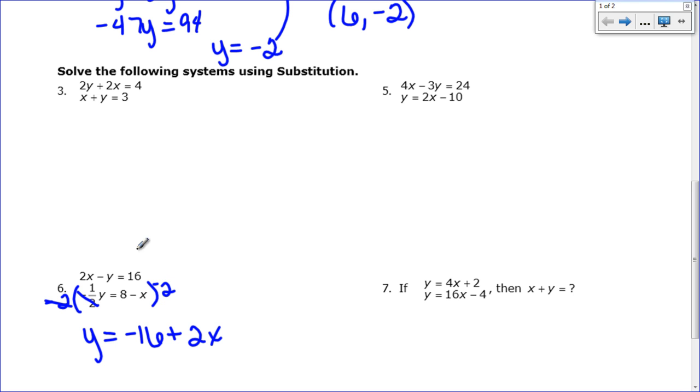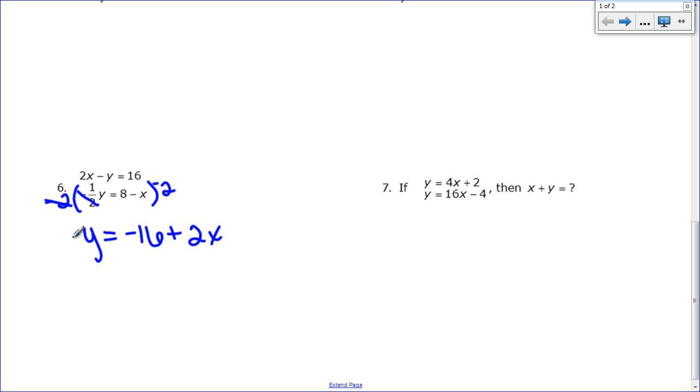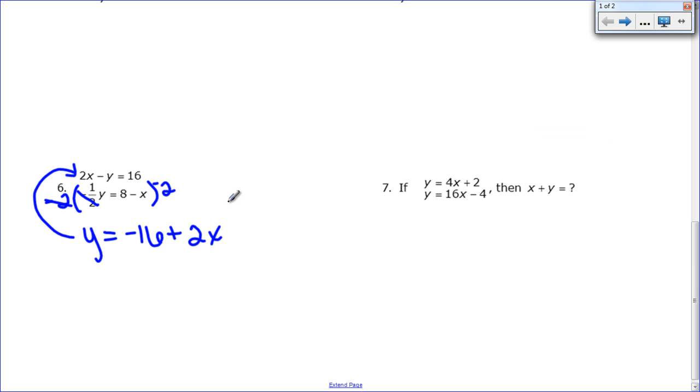But now I have to plug that into this top equation. Because now I know what y equals, it's got to go into the other equation. So this goes into here. I'm going to change colors so you can see what's going on. This equation is 2x minus y, and y is all of this. So I'm going to put all of that in parentheses because I have negative 16 plus 2x, and it equals 16. And so what I want to do is distribute this negative to everything over here because it's minus both parts of this.